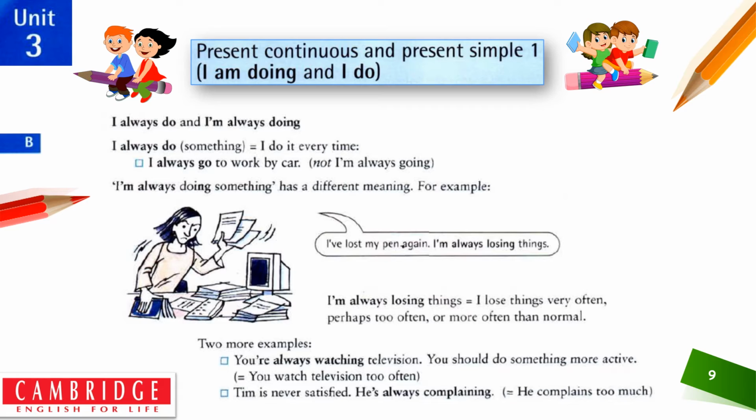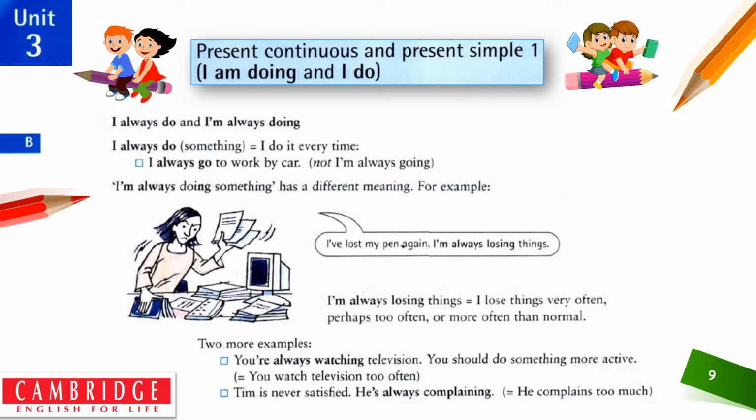Students, here we can see another way of understanding it. I always do and I am always doing. What is the difference between these two phrases? I always do, which means I do it every time. I always go to work by car, for example.